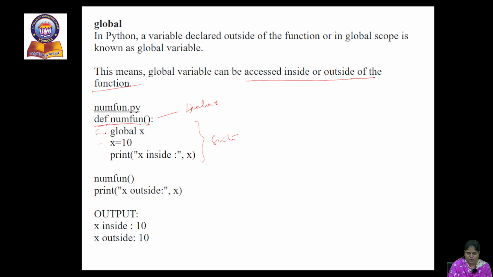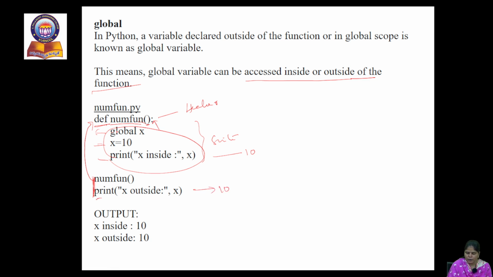We call this spacing indentation. All these statements belong to this particular function, with global x. Now x is a global variable, so outside of the function also, these statements come under the outside of the function. From here the control goes to the function numfun, where global x equals 10, so x inside it will print 10. After the function call it comes here, and now it will print the value as 10.